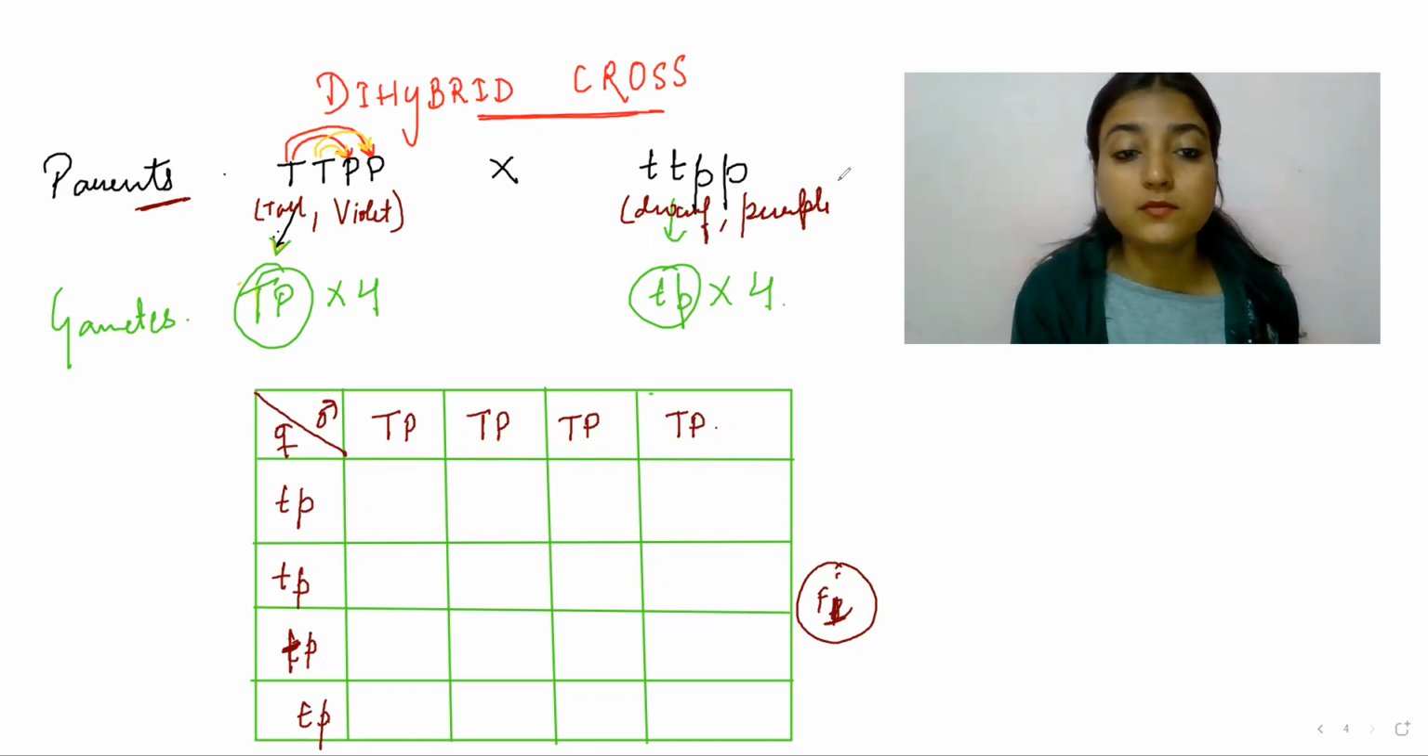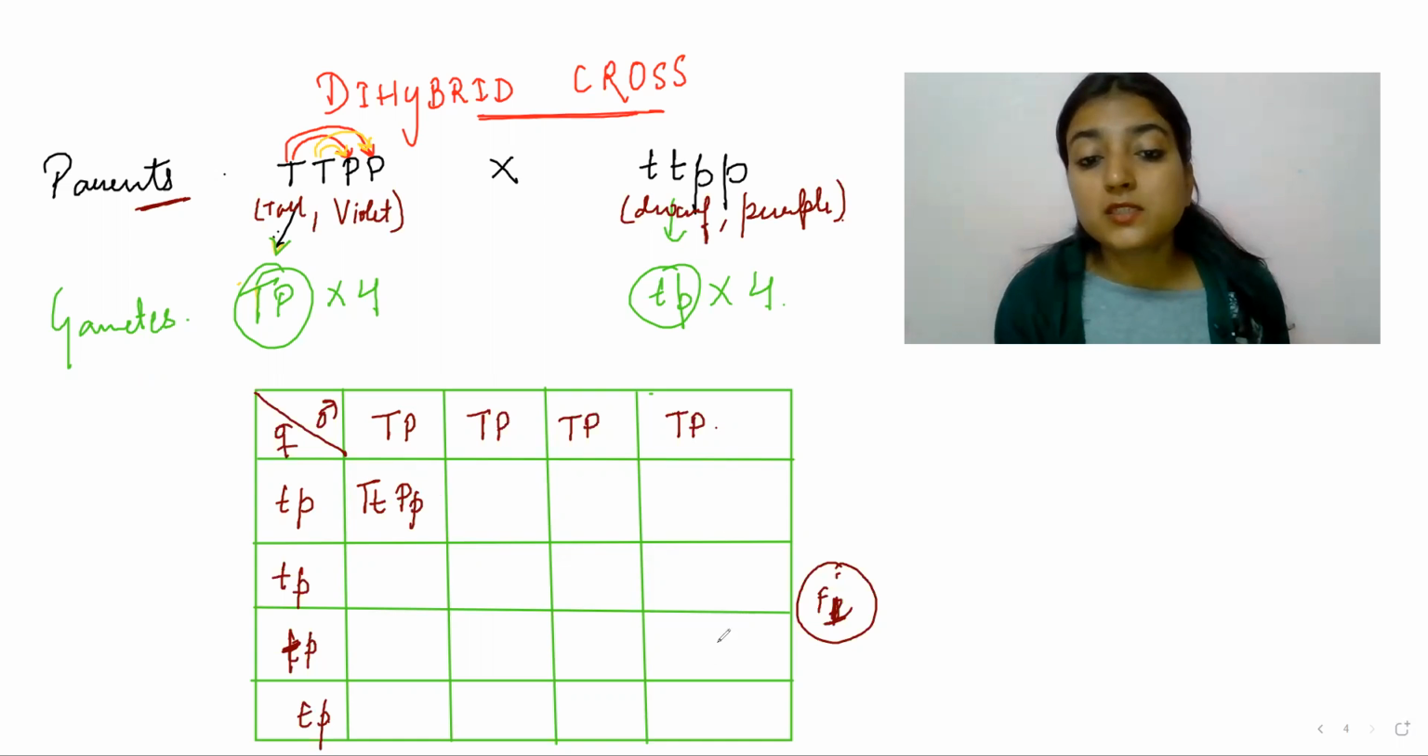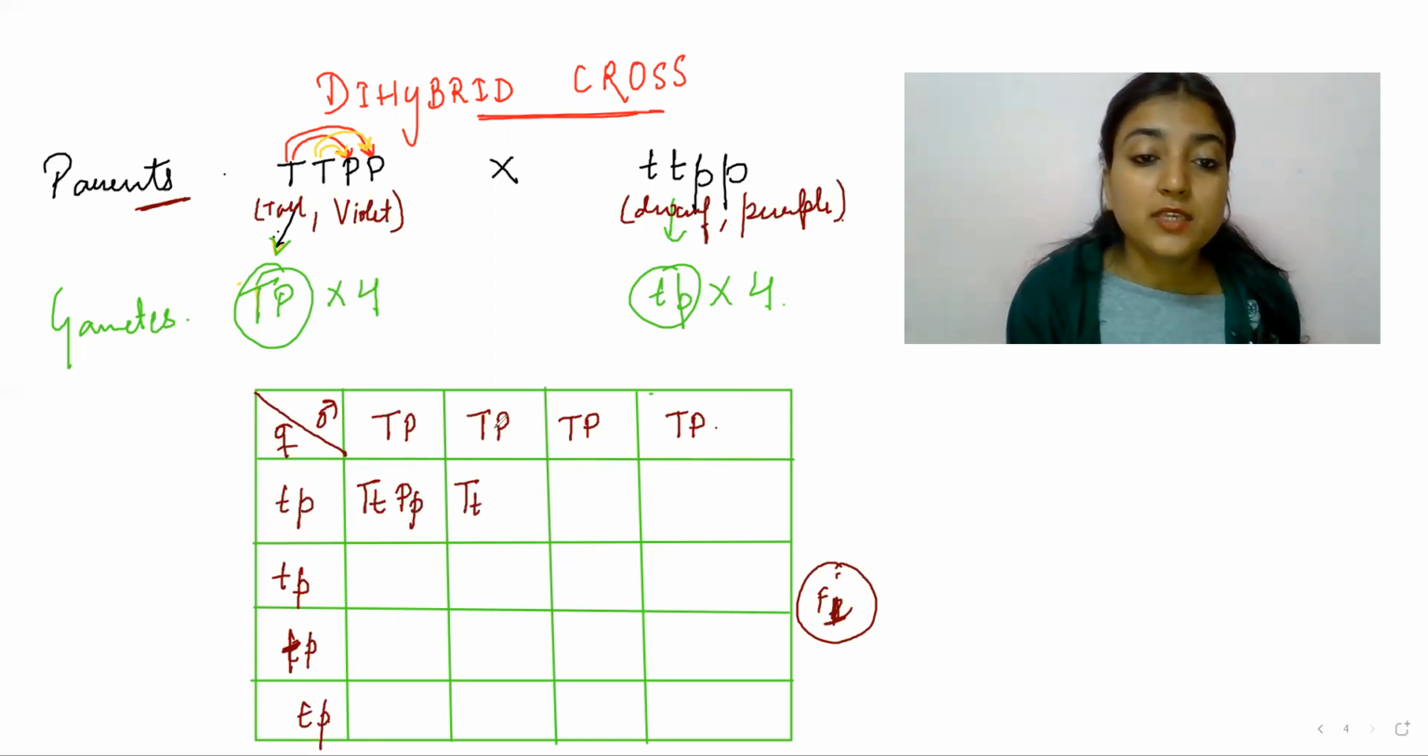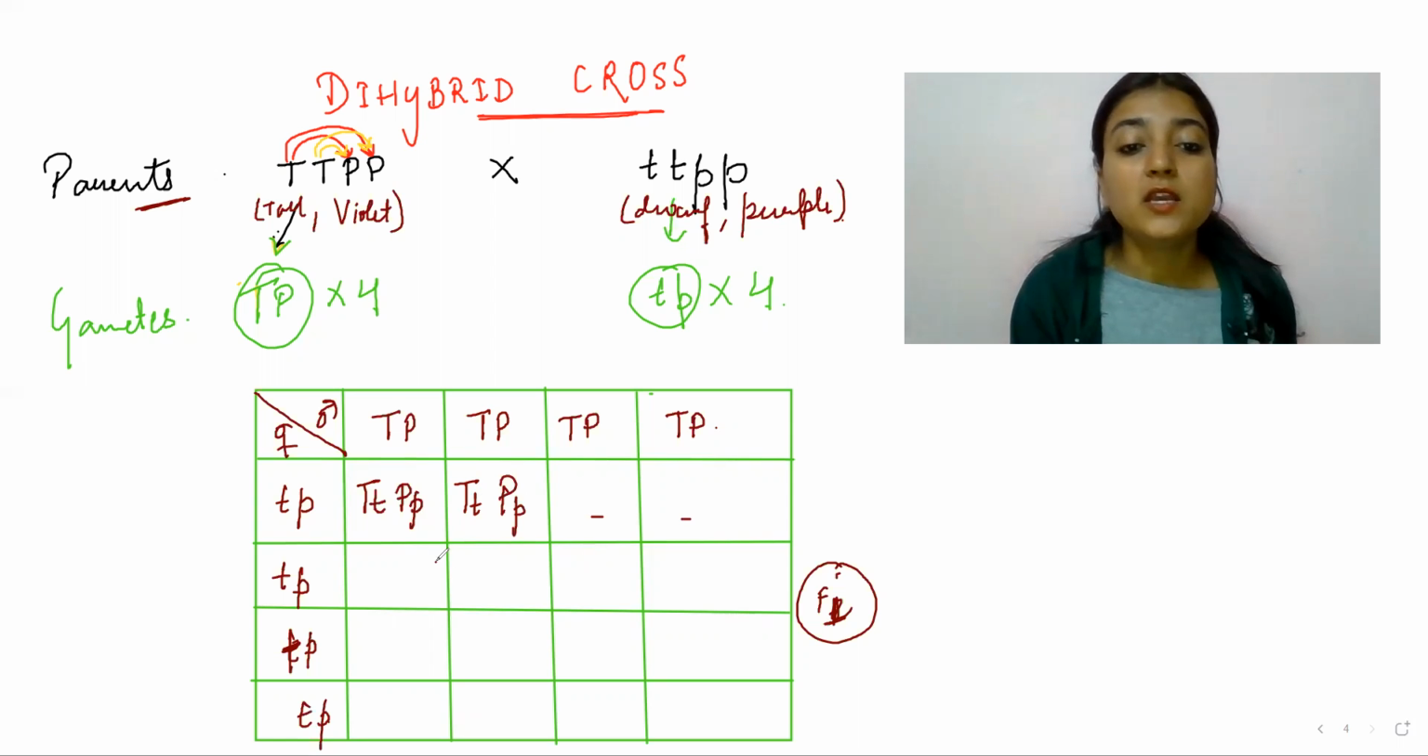Okay. Now just cross between them. It will be capital T, here small t, capital P, small p. And in all these 16, we have to fill the same thing because the same genotypes will be coming. You can see this T with this T, this P with this P. Okay, so all will be same.